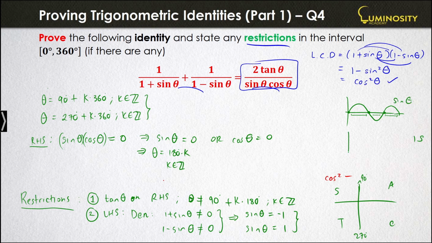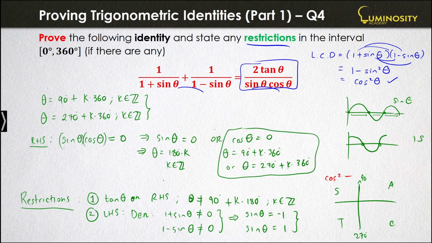Now what about cos theta? So again, cos theta looks like that. Well, it's at 90 and 270. So theta equals 90 degrees plus k times 360, or theta is equal to 270 degrees plus k times 360. So those are the solutions for those two trigonometric equations.